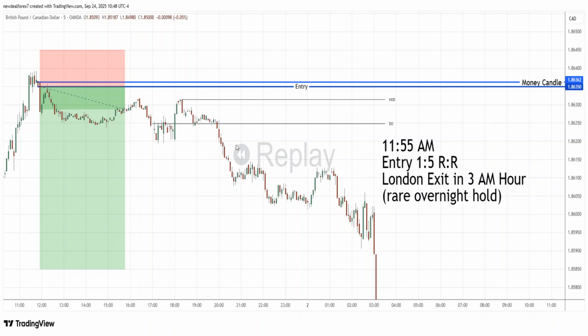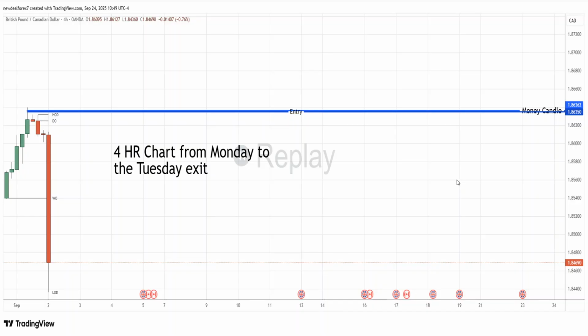all right, and it did tank, and it tanked big. Okay, so the entry would have been at 11:55 a.m. and the exit would have come in the 3 a.m. hour on the next day during London session for a rare overnight hold. And this is how it looked. This is the same 4-hour chart. The entry was up here, and look at that.